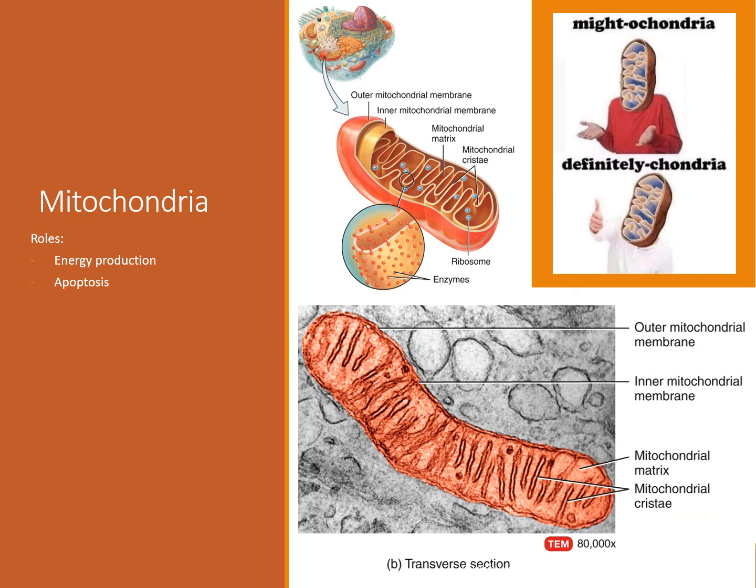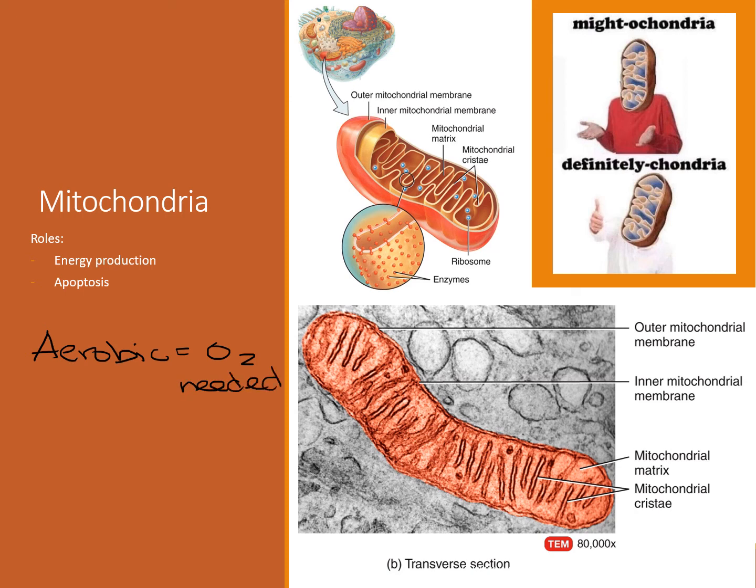Okay, the mitochondria. This is known as the powerhouse of the cell. This is because most of the energy in the form of ATP is created within the mitochondria. And this is through aerobic respiration. And aerobic respiration means oxygen requiring. Aerobic means that O2 is needed.